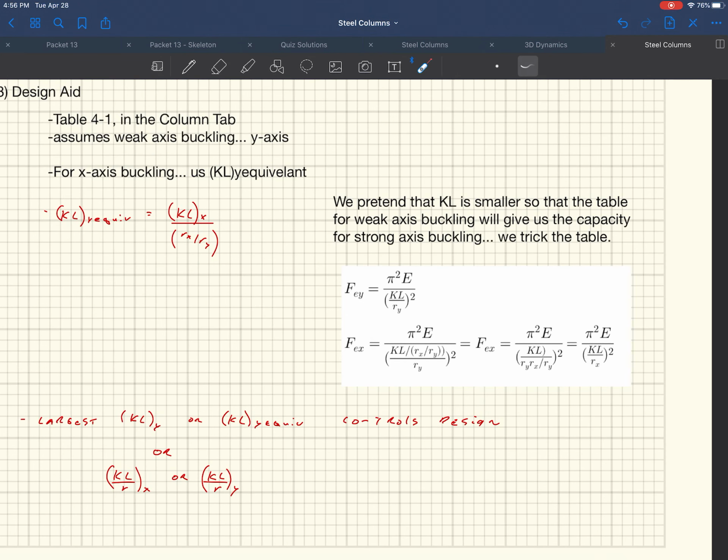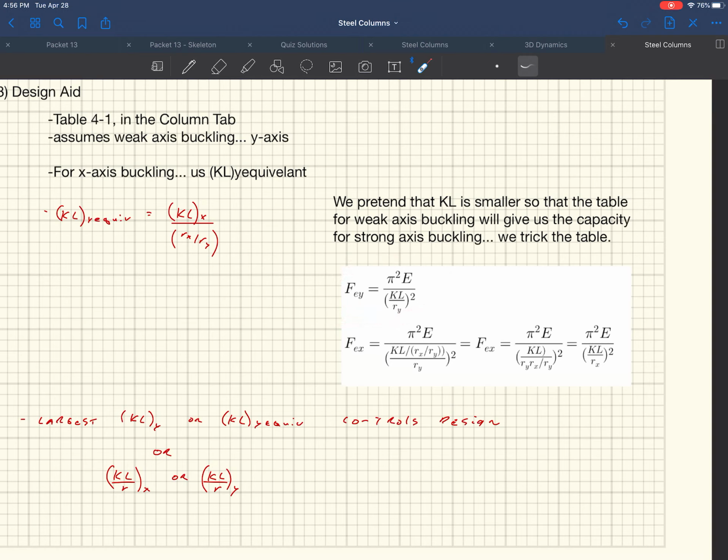When you do this KL_y equivalent thing, what we're doing is pretending that KL is smaller so that the table for weak axis buckling will give us the capacity for strong axis buckling. We're just manipulating the table in order to give us the capacity that we would have gotten in the strong axis had there been a strong axis table in existence, but there is not. And so we just trick the table into giving us the strong axis buckling capacity by pretending that the KL is smaller.